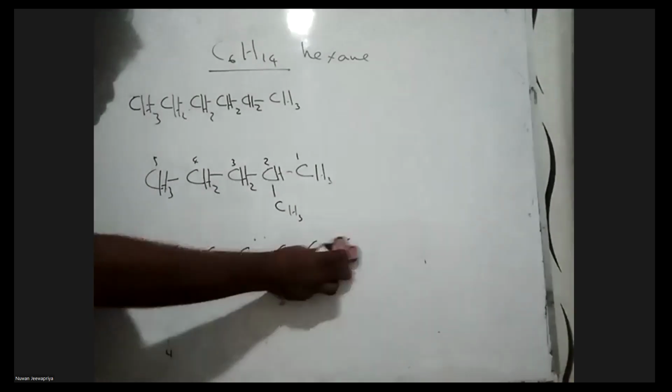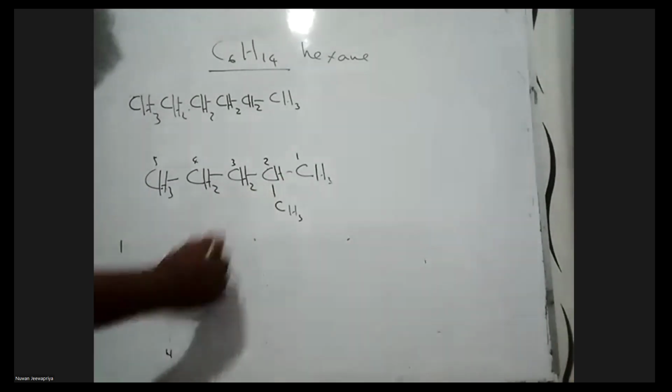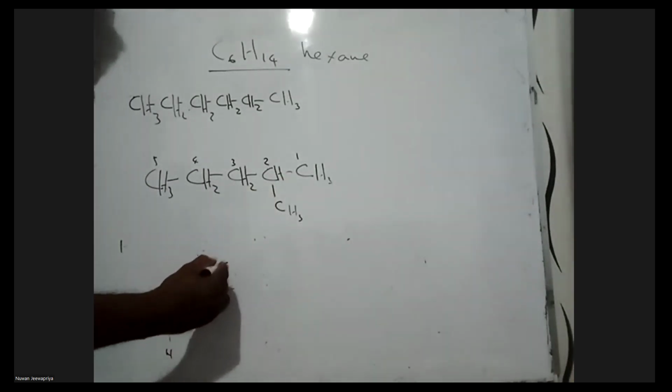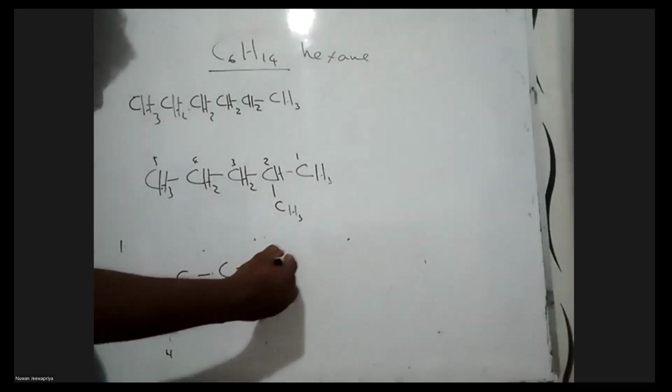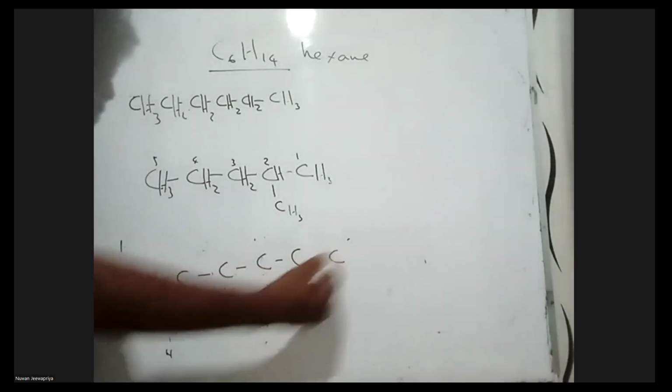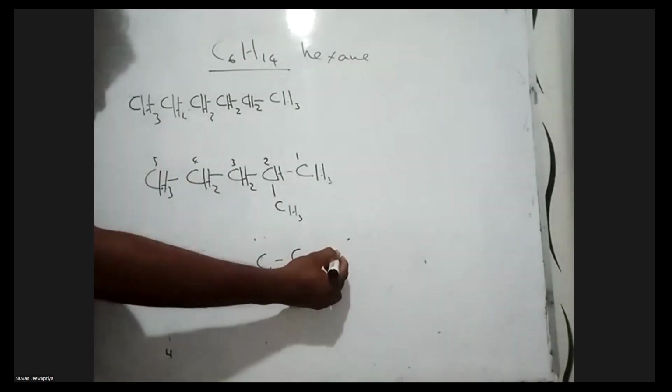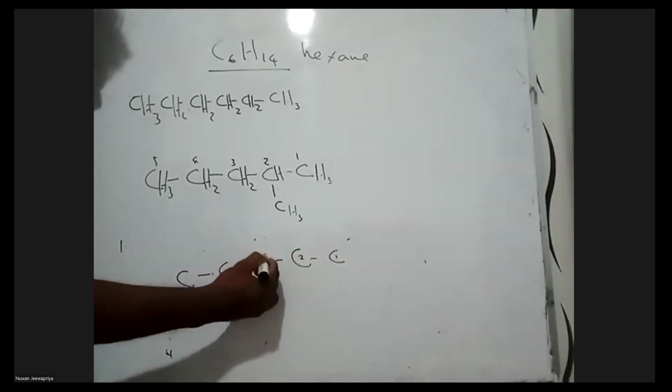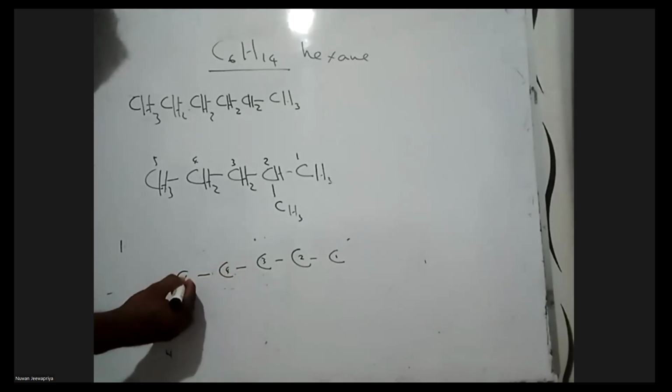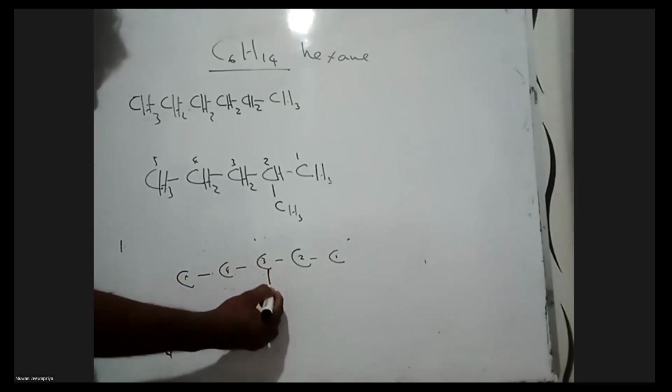And now I put the branch from that side, on the third carbon. The chain has 5 carbon atoms: 1, 2, 3, 4, and 5. So I put the branch on the third carbon atom.